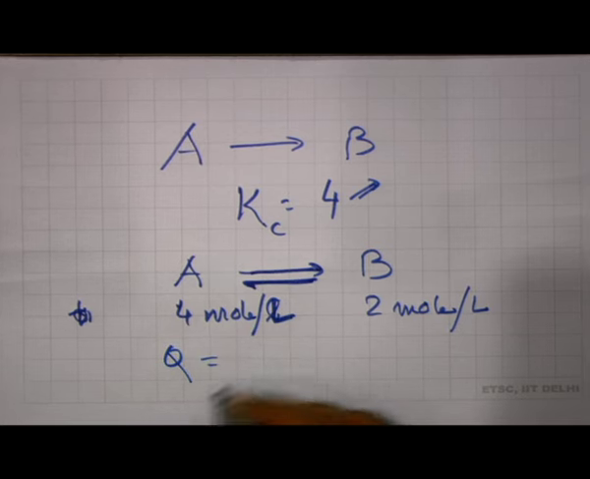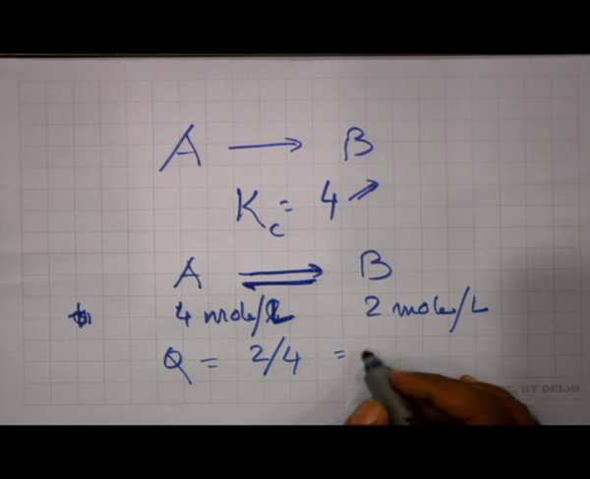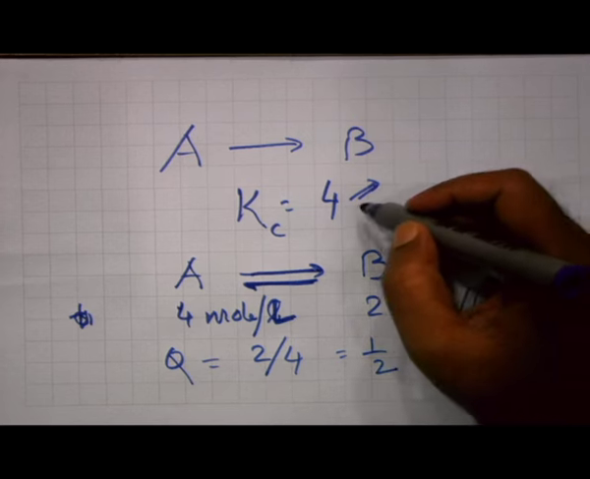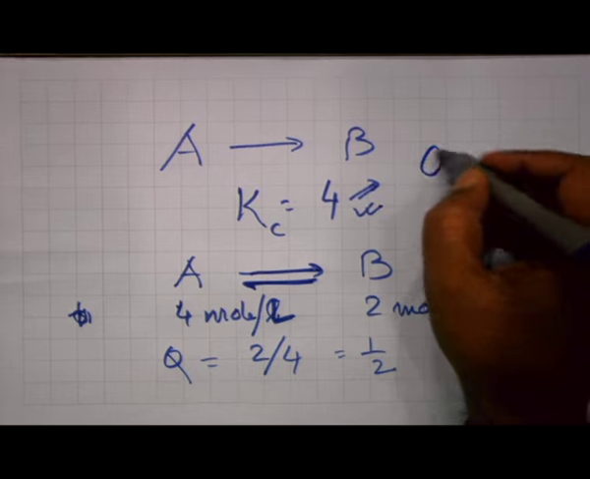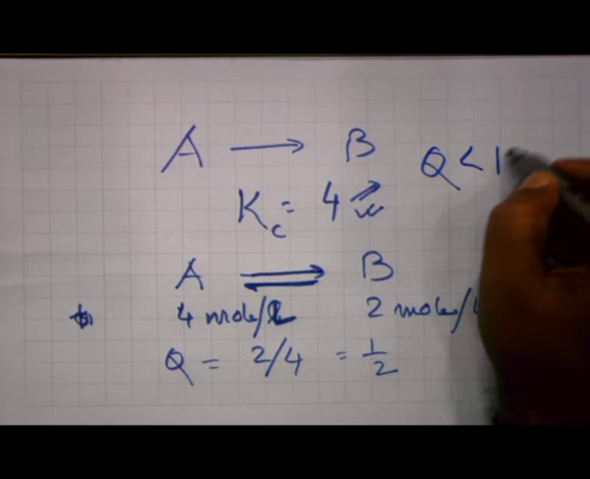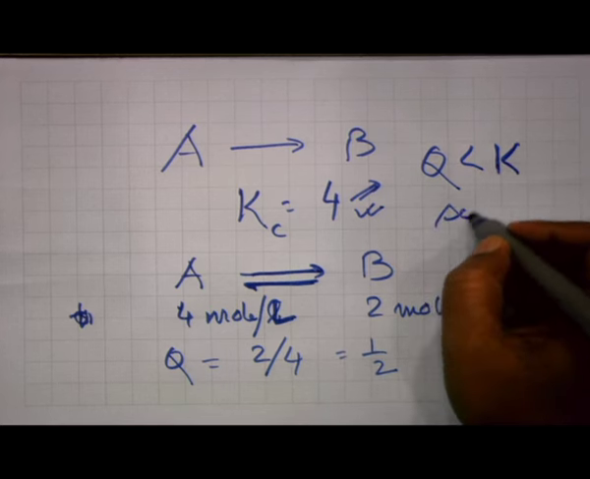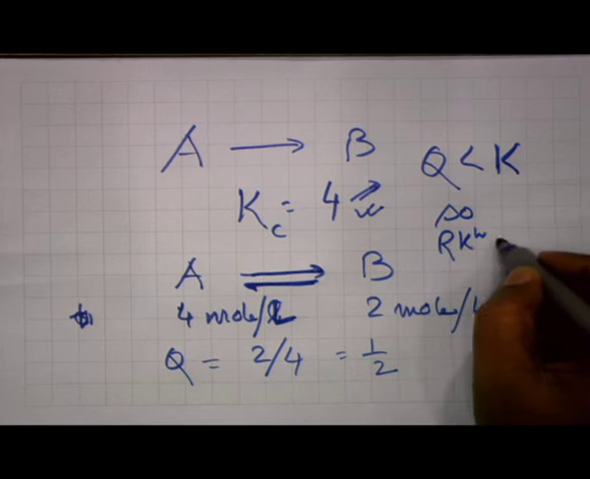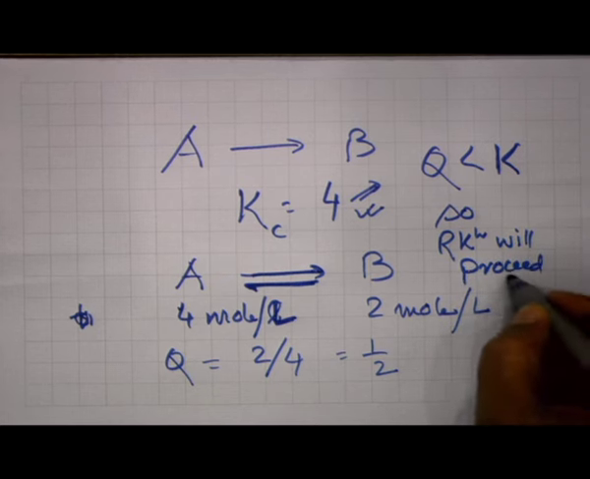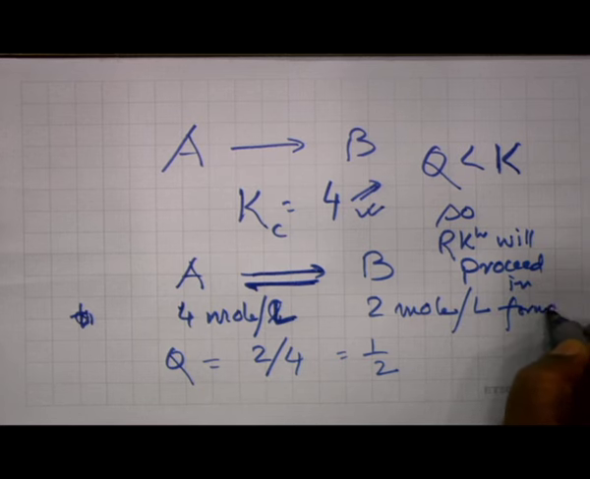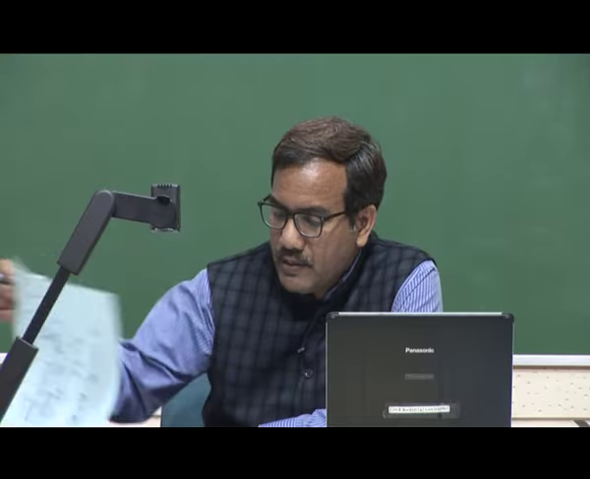In this case Q is what? 2 by 4, and so Q is half. You see here what is Kc? Kc is 4. So, Q is less than K, and so reaction will proceed in forward direction.